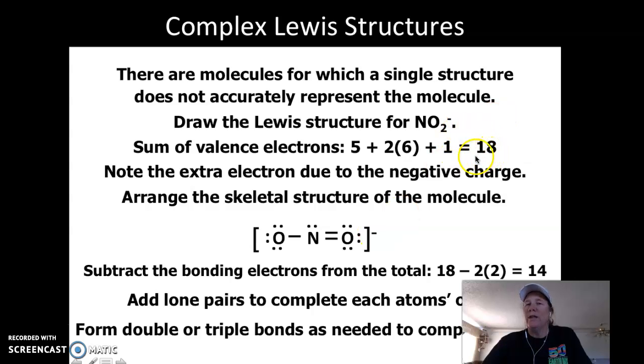So 24 minus 8 would give me 6. That's why I know I have to have 1 double bond and 1 single bond, because there's the 6 that I'm sharing. Okay, so this is oxygen 2, 4, 6, 8, nitrogen 2, 4, 6, 8, and this oxygen 2, 4, 6, 8, 10. We got to get rid of one of those.